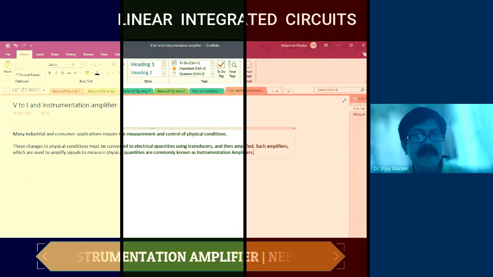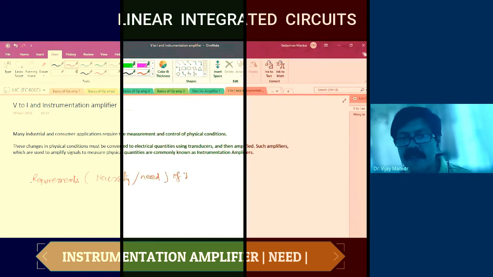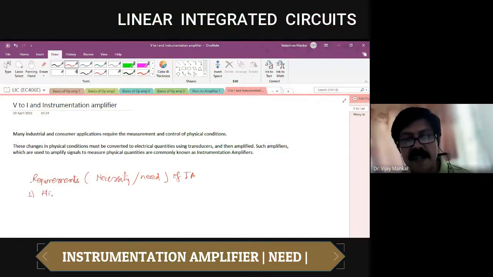So there are certain requirements of an instrumentation amplifier which need to be maintained. So that requirements, अगर हम short में यहाँ पे mention करें, इसको बाद में मैं थोड़ा सा अच्छे से नोट्स दूंगा, which we can say requirements or necessity or need of an instrumentation amplifier. So it should maintain certain qualities like high accuracy. These I am writing in short. It requires to be highly accurate. Then certain things are there like it should have high CMRR, meaning it should reject common mode noise.